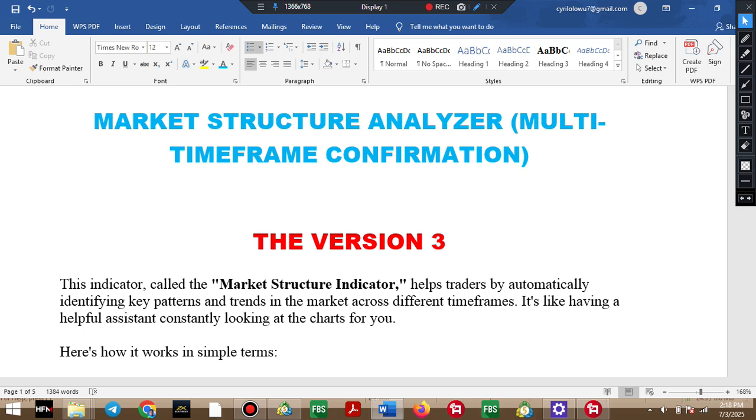Now here's how these softwares work. For those of you who are asking how the market structure analyzer works, the market structure analyzer comes in two different versions. So I'm going to explain to you how these two different versions work. Is that clear? The first version is version 3.